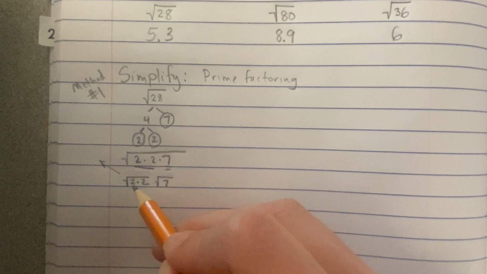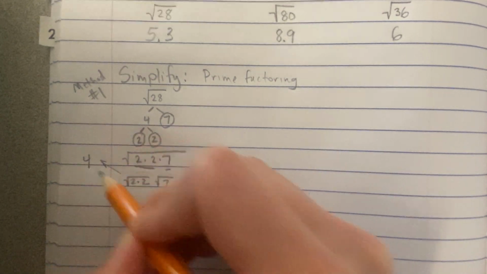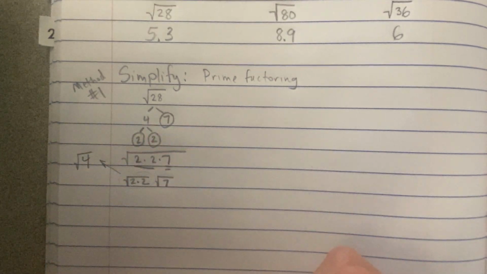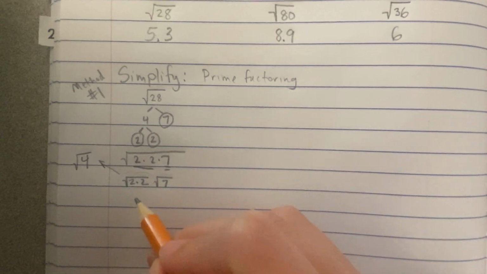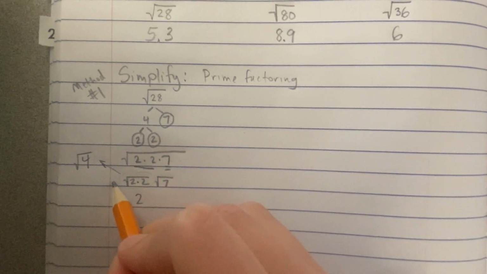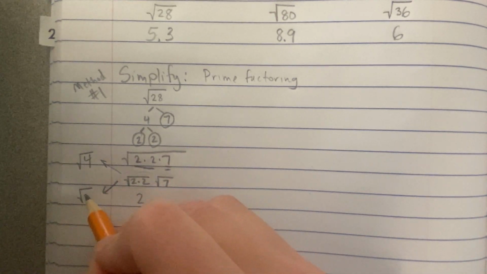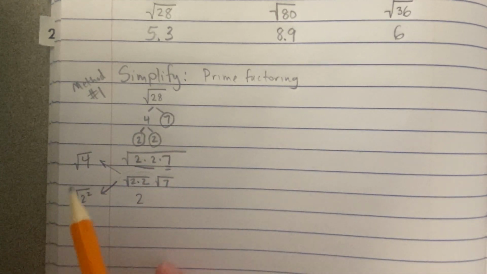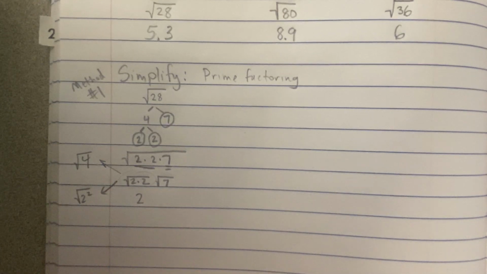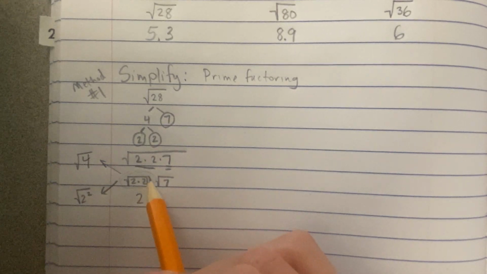This means, okay, 2 times 2 is 4. So this is the square root of 4. What's the square root of 4? It's just the number 2, right? The other, even better way to think about it is that this is the square root of 2 squared, okay? We know that squared and square root undo each other. So when I see something like this, it's just 2.